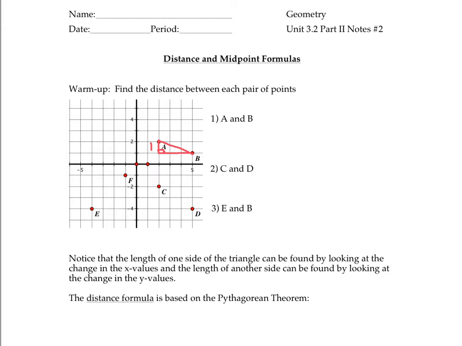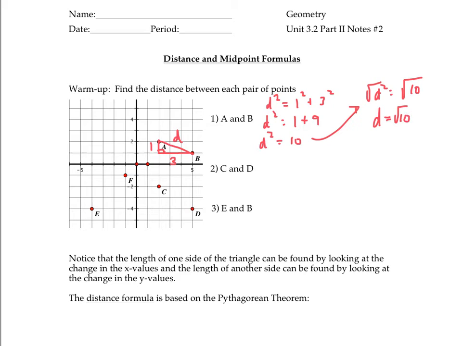So the vertical segment has a length of 1, the horizontal segment has a length of 3, and we'll just call this distance d. So you could say that d squared would be equal to 1 squared plus 3 squared, or d squared is equal to 1 plus 9. D squared would be equal to 10. Then we have to take the square root of both sides. So that's going to tell us that our distance is equal to the square root of 10. So AB has a length equal to the square root of 10. And we'll just keep it in exact form.